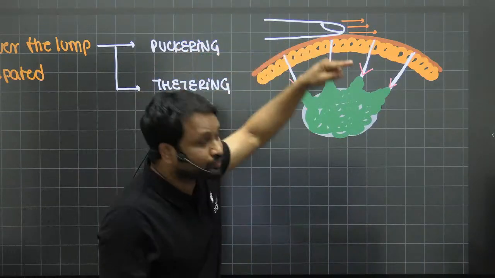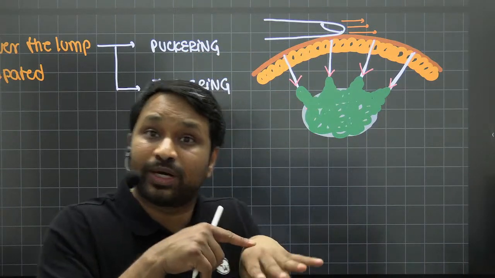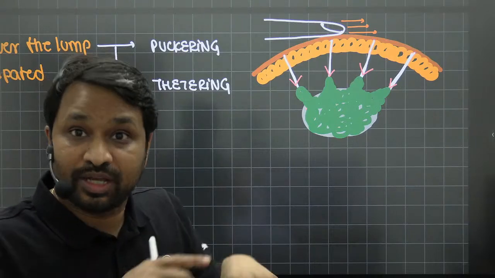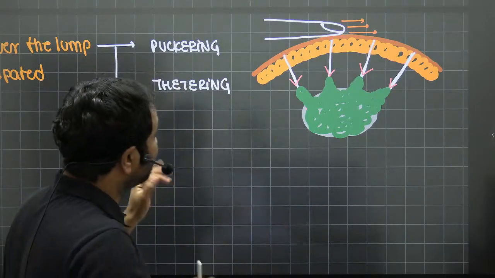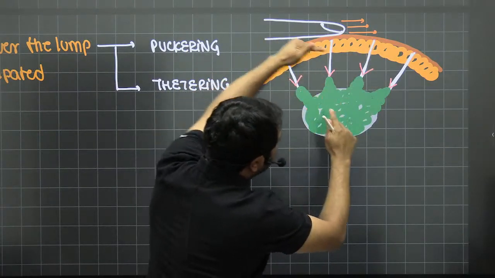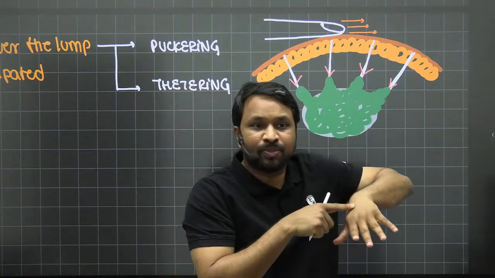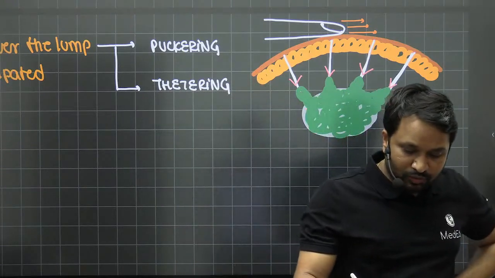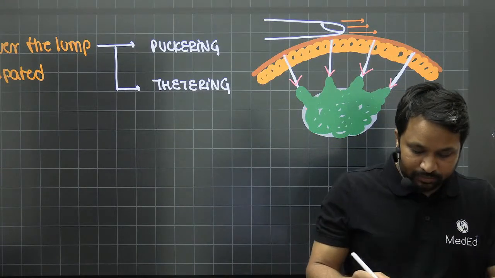Now you're trying to move. What will happen? Will the skin over the lump move? Yes or no? No, because Cooper's ligaments are fixed. You're trying to push, and now you're feeling that resistance, the resistance that you're able to feel on the skin over the lump.